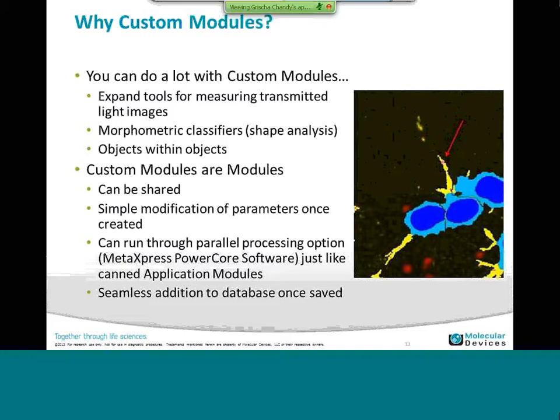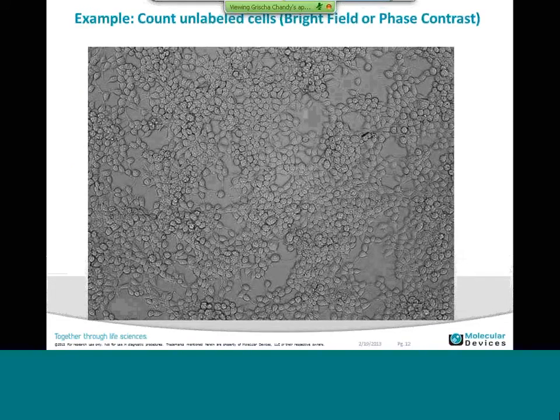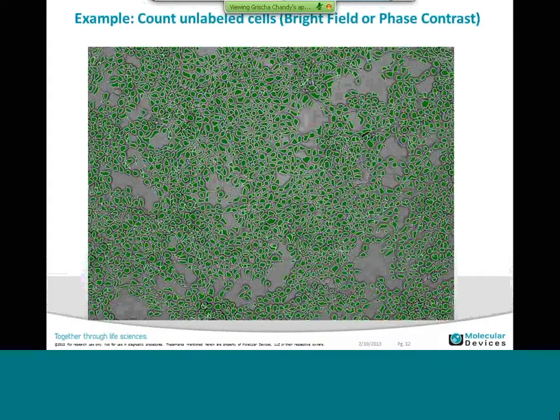It can be run through our parallel processing option, MetaXpress PowerCore, just like a CAN application module, and it's seamlessly integrated into our database once it's been saved. So here's an example of a pretty good-looking image that was taken without any fluorophore, and we can use this new custom module to segment those images. Paul is going to go through some examples with much lower contrast, more challenging images to show you the power of the new tool.